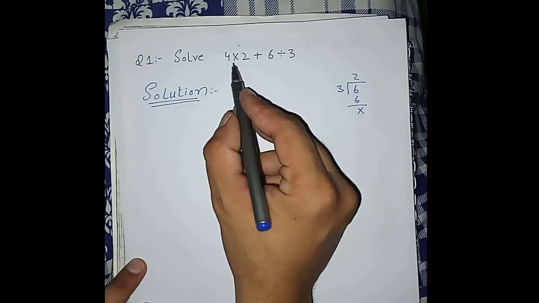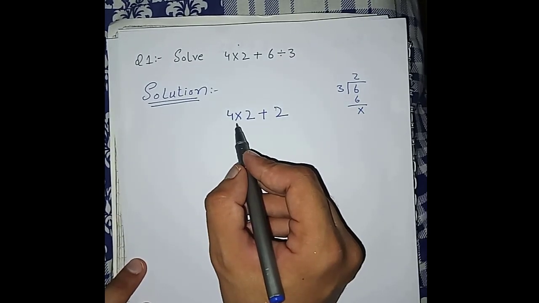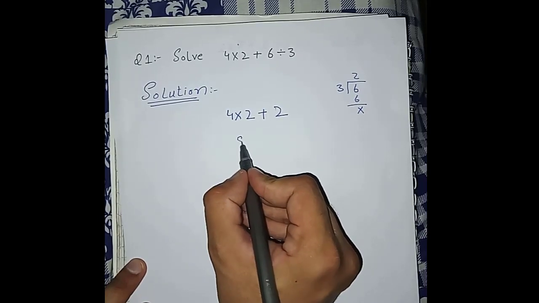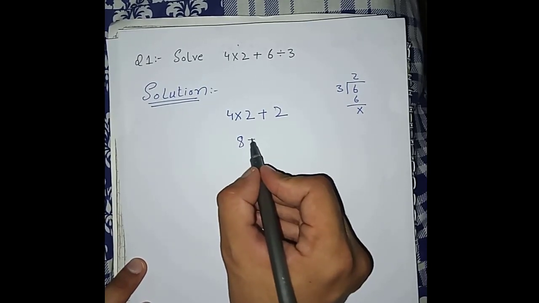Now we will solve the multiplication. How will we solve the multiplication? 4 multiplied by 2, what will come? 8 will come. And plus 2.